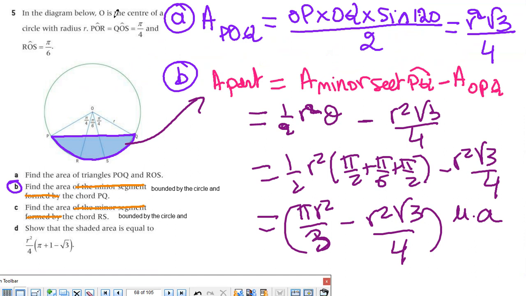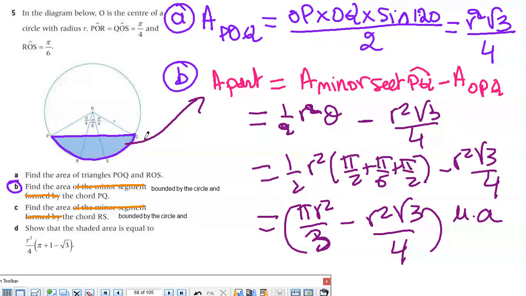In the diagram below, O is the center of a circle with radius r. So the radius is not given, so everything that we're going to calculate here is going to be in terms of r. I have the angles, this one is pi over 4 and this is pi over 6. First question is find the area of the triangle POQ.